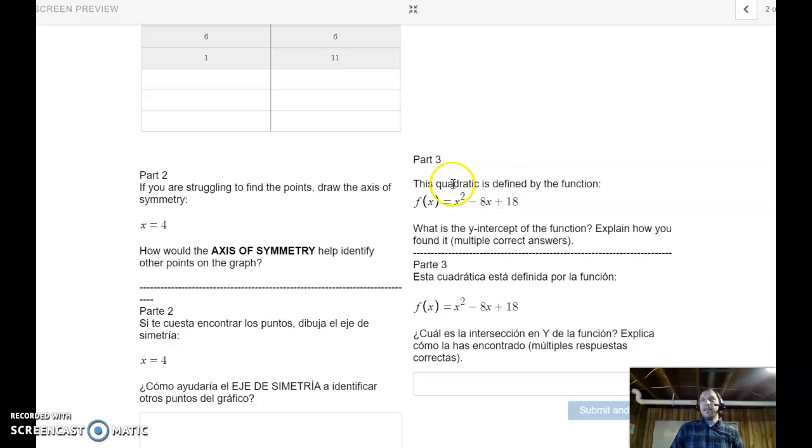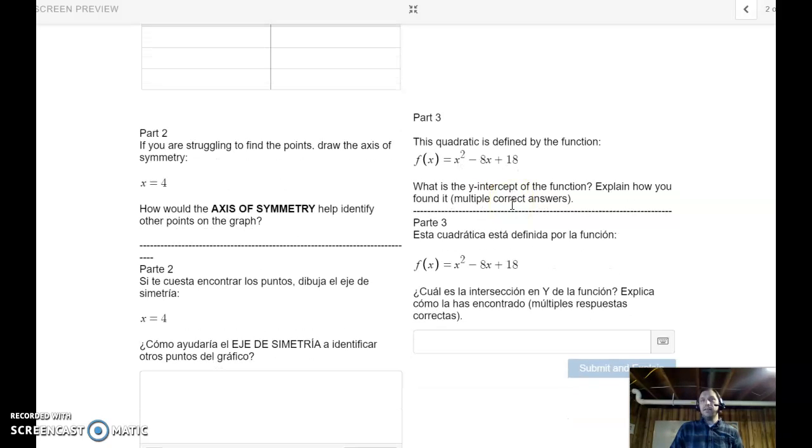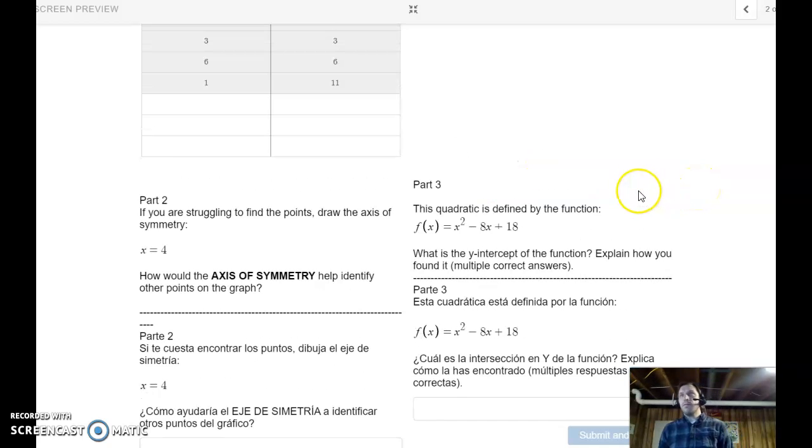All right? And then it says this quadratic is defined by the function x squared minus 8x plus 18. What is the y-intercept of the function? Well, in order to find the y-intercept, remember, you solve when x equals 0. So go ahead and try that in your notes.